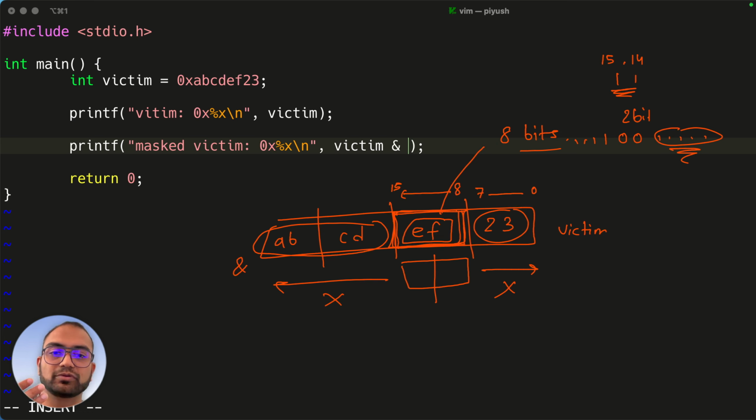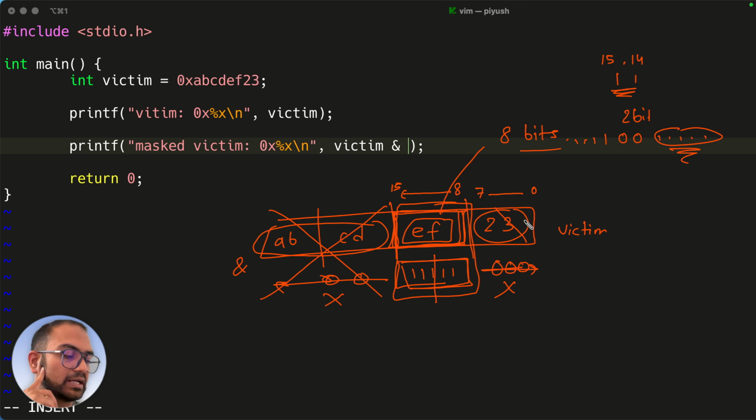Based on the same logic, I want to propose the following. What if I ANDed these 15 to 8 bits with 1 and everything else with 0? Then I effectively discard everything on the right and the left of 8 to 15 and only get EF. You follow the logic? So I'm saying if we AND something with 1, the value stays whatever it was. If we AND something with a 0, the value becomes 0. Similarly, if we OR anything with 1, the answer becomes 1. If we OR anything with a 0, it stays what it is.